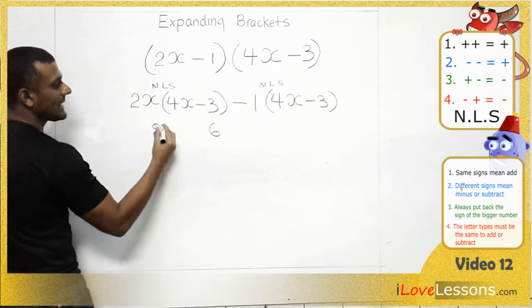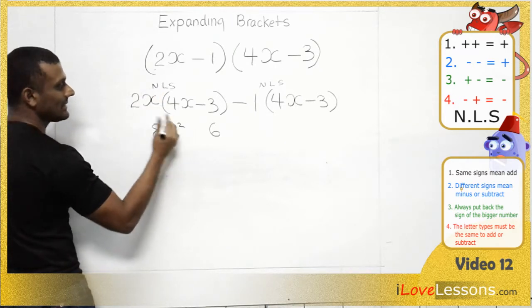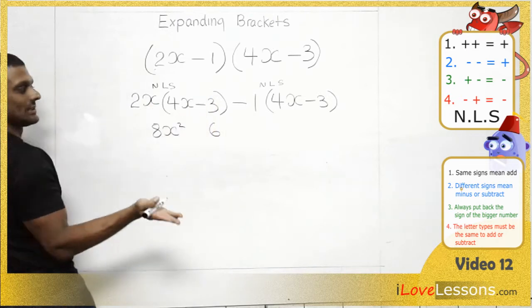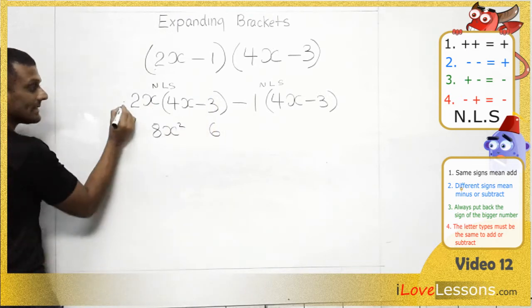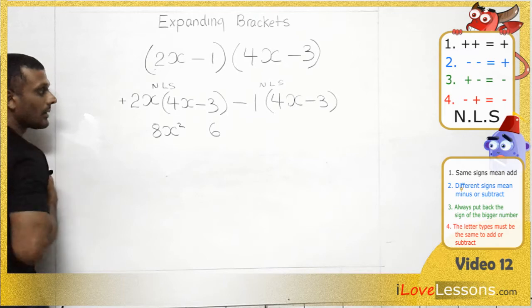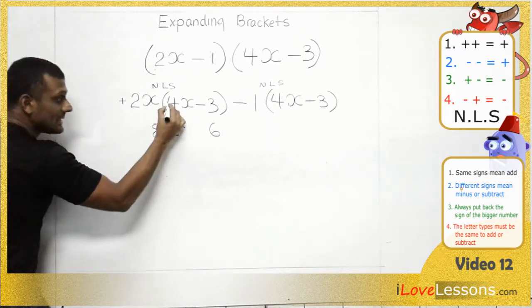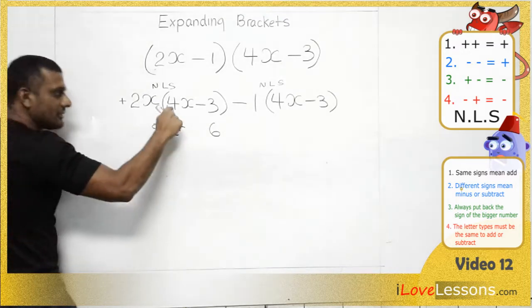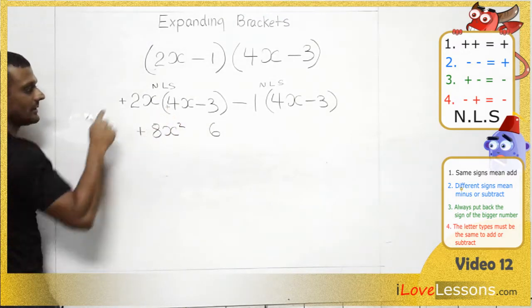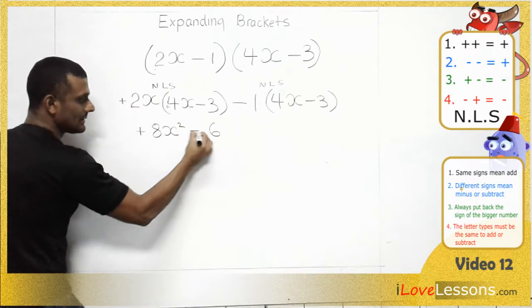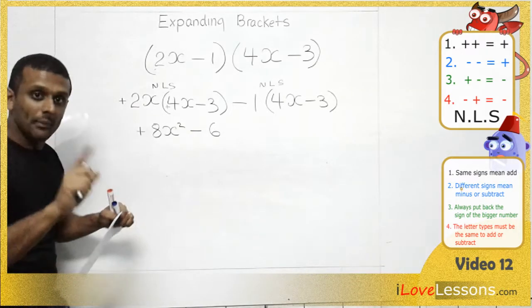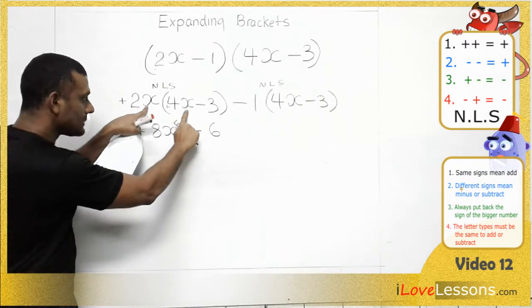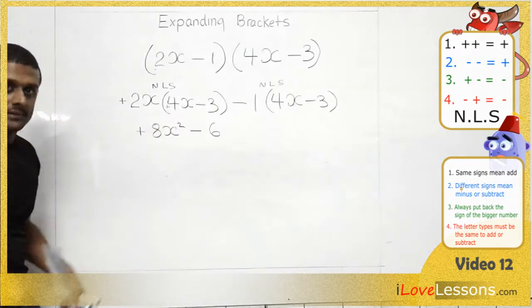Letters. X by x is x squared. X by no letter is no letter. And now the signs. Now remember, this 2 is positive. And this 4 is also what? Positive. Because when you look to the left, we didn't see anything. A positive by a positive is a positive. A positive by a negative is a negative. One common mistake is that people forget x multiplied by x is x squared.